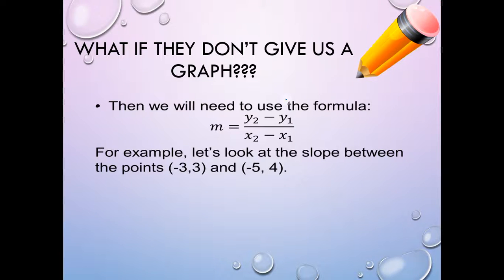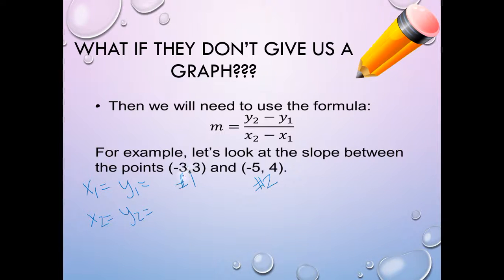But now, another question. What if they don't even give us a graph? So we need to be able to use the formula that I have there: y2 minus y1 all over x2 minus x1. So you're going to want to figure out who's your first point and who's your second point. Here I have 2 points: negative 3, 3 and negative 5, 4. I'm going to say this guy's number 1, he's my first point. This guy is my second point. So off to the side here, I'm going to write x1, y1, and x2, y2.